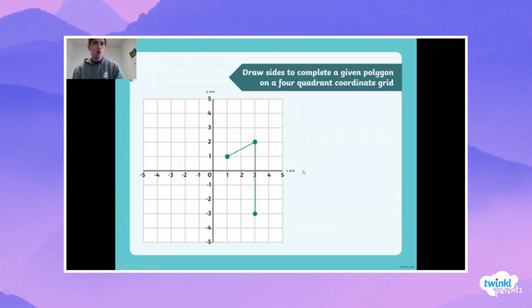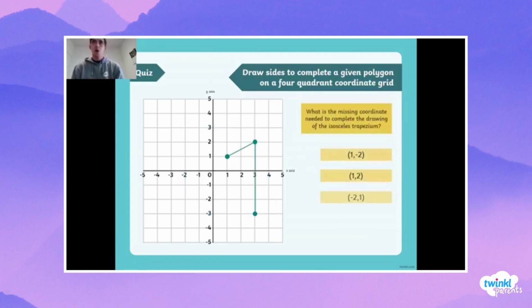Let's try a slightly more complicated shape. So, what is the missing coordinate needed to complete the drawing of the isosceles trapezium? The isosceles trapezium.